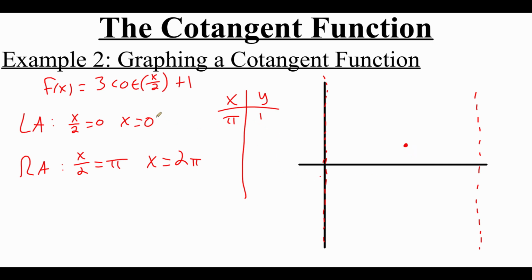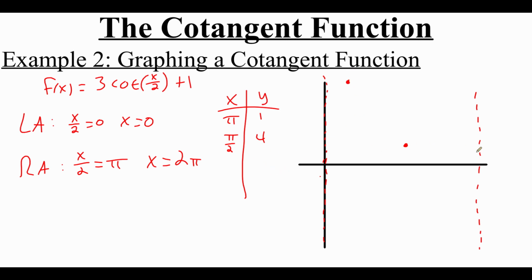Then halfway between 0 and pi is pi over 2. Pi over 2 plugged in for x, the first thing we've got to do is divide that by 2. So pi over 2 divided by 2 is pi over 4. The cotangent of pi over 4 is 1. Times the 3 out in front is 3. Plus 1 is 4. So at pi over 2, we're up at 4.